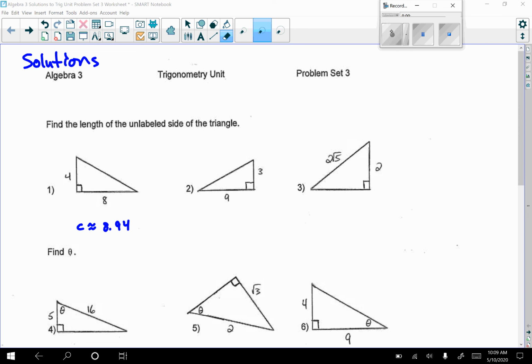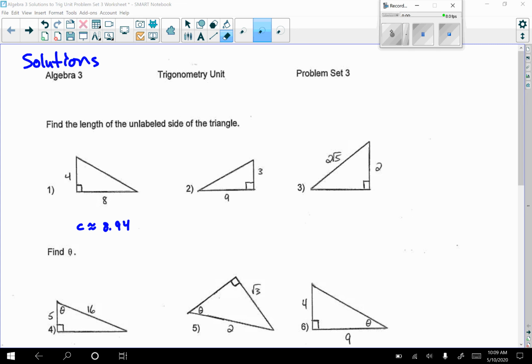Here are the solutions to problem set 3. I know this assignment was pretty lengthy, a lot of problems, a lot of work. The problems I already went over in the lesson, I just have the answers showing up here. I'm not going to go back over those, but you can still see them just in case you didn't happen to write them all down by watching the lesson.